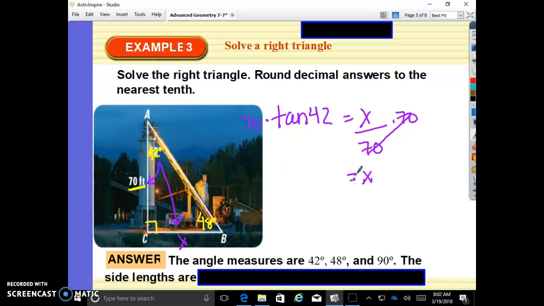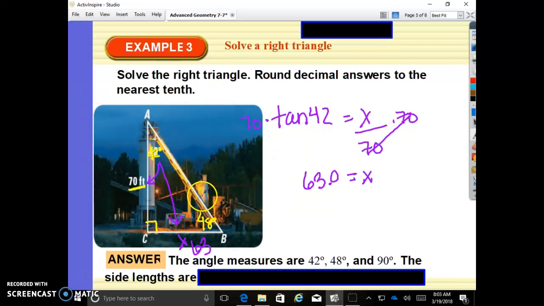X equals 42 tan button times 70 equals. X is approximately, it said round to the nearest tenth, 63.028, so 63.0. So we'll call this 63.